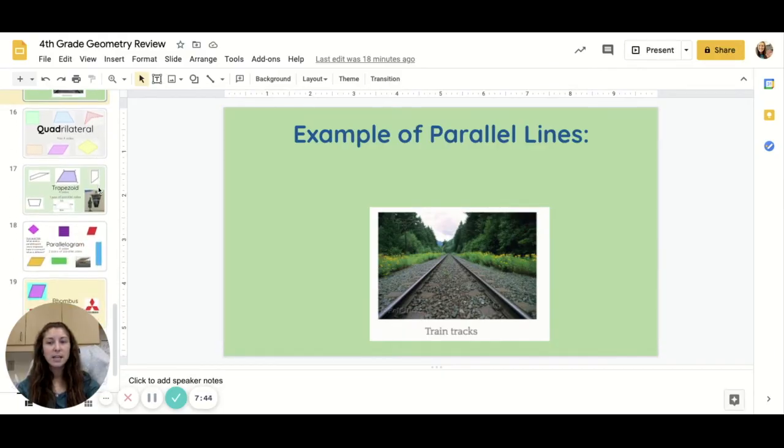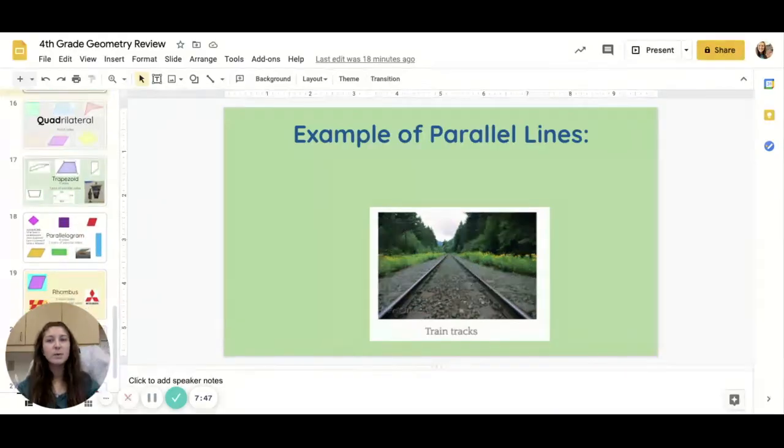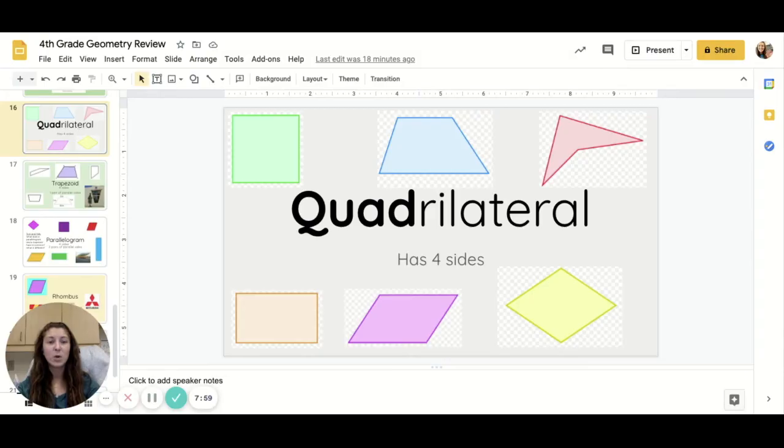The next section of our slides is going to be geared towards shapes. We are going to review all of these shapes in 5th grade as well and talk about something called a quadrilateral hierarchy. Our first shape is a quadrilateral, and it's important to know that the word quad means 4. So a quadrilateral has 4 sides, and all of these pictures are different shapes that could be classified as a quadrilateral.